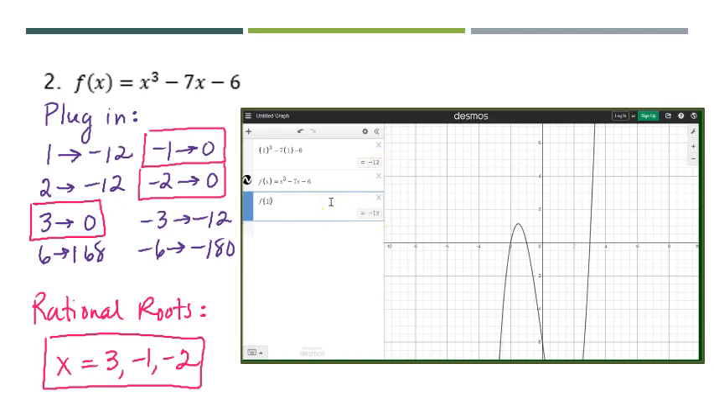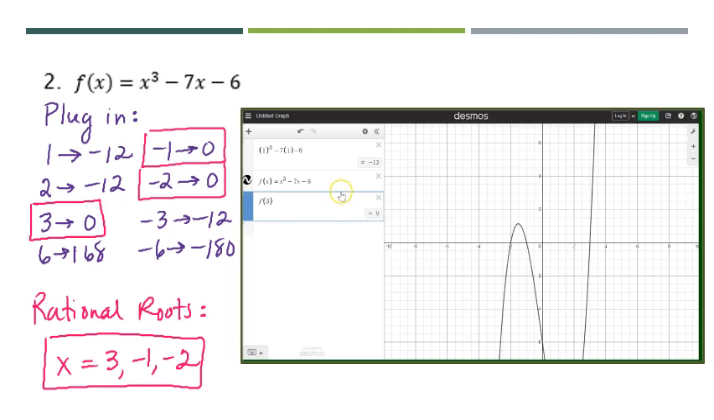And now I'm just going to replace this 1 with all of our different rational roots. So now I'm going to replace it with 2. That also gives me -12, and you can see that on the left, f of 2 is -12. Now I'm going to replace that 2 with a 3, and that one gives me 0. So that's why I have a pink box around 3 as one of my rational roots, because whenever you plug in a possible rational root and it gives you a value of 0, that is a rational root.